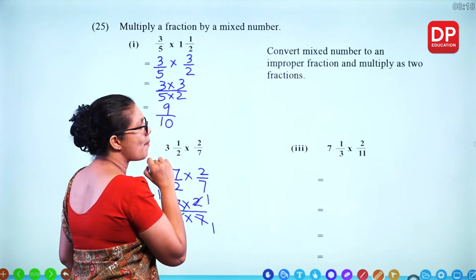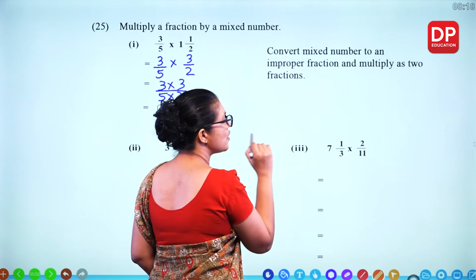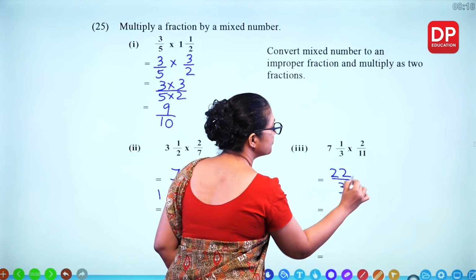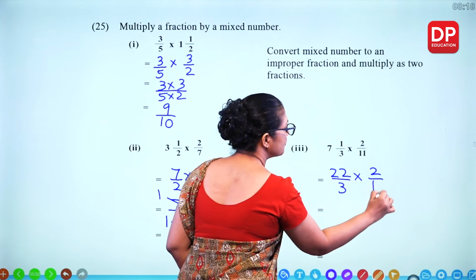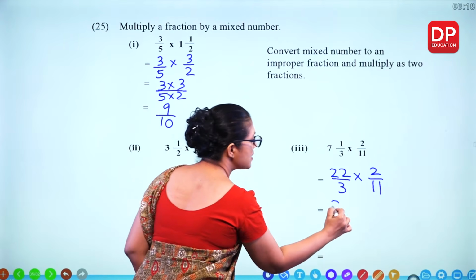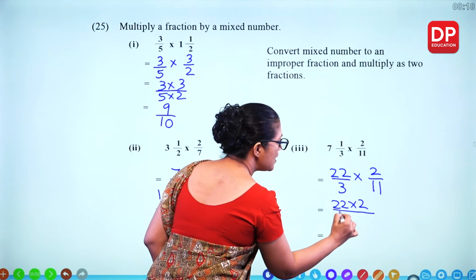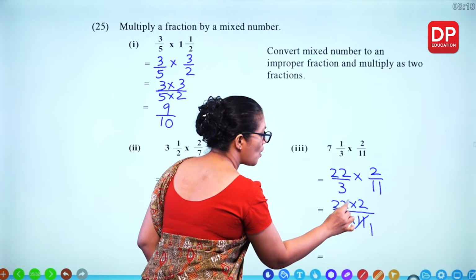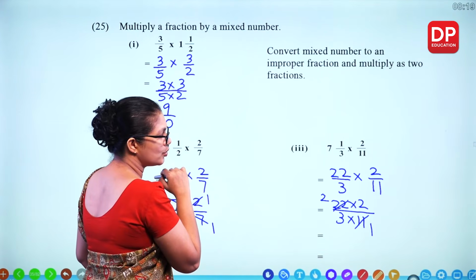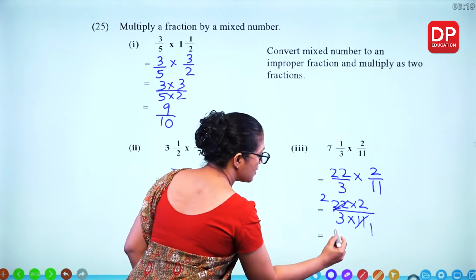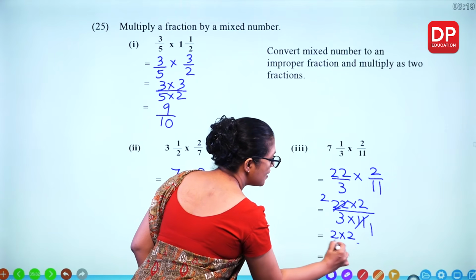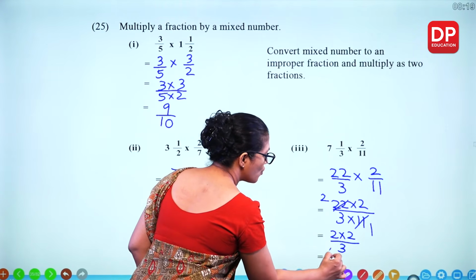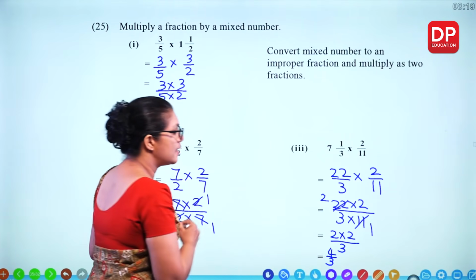Convert this to improper fraction. 3 times 7, 21. 21 plus 1, 22. Now multiply the numerator separately, denominator separately. You see 11 times 1 and 11 times 2. So that's all. So now multiply 2 times 2 here, 3 times 1, 3. So 2 times 2, 4, 4 over 3.